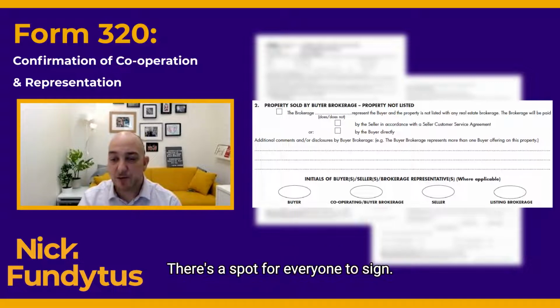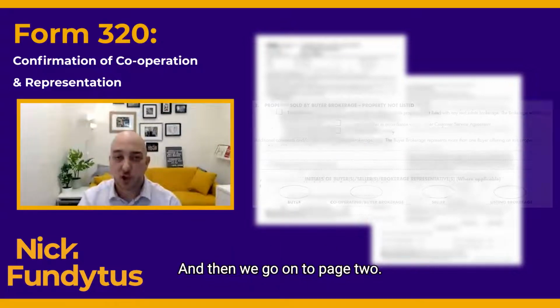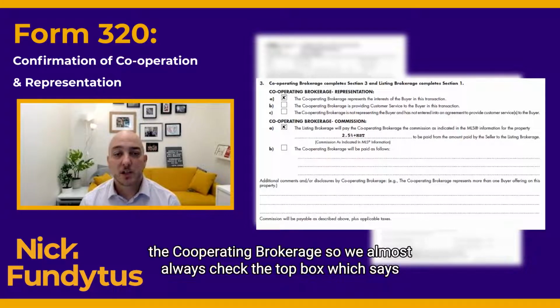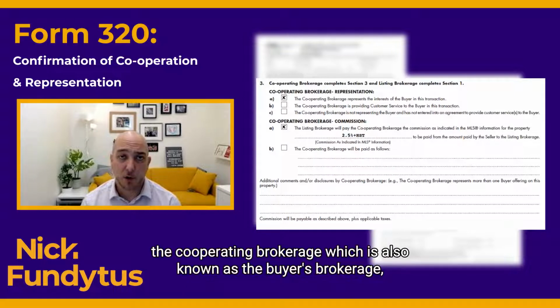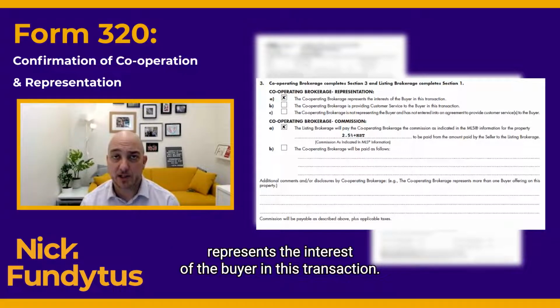There's a spot for everyone to sign, so both brokerages and the buyer and the seller. And then we go into page 2. So section 3, the cooperating brokerage. We almost always check the top box, which says the cooperating brokerage, which is also known as the buyer's brokerage, which is also confusingly known as the selling brokerage, represents the interests of the buyer in this transaction.